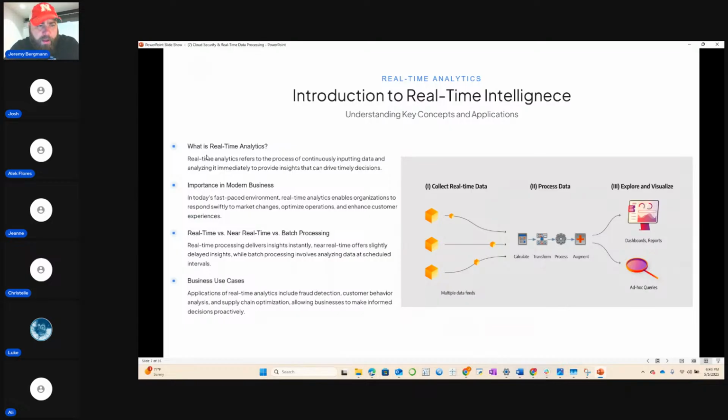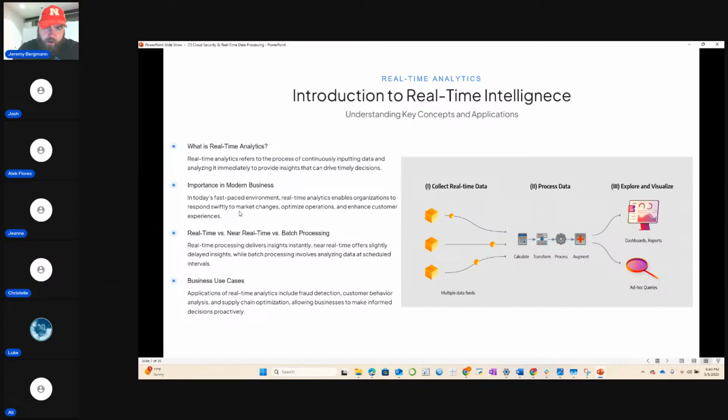So what is real-time analytics? It refers to the process of continually inputting data and analyzing it immediately to provide insights that can drive timely decisions. That's what we do: you can analyze it immediately through calculations and transforming it and processing the data. So not that much different than what we do in pipelines. They're just special tools to do this in real time.